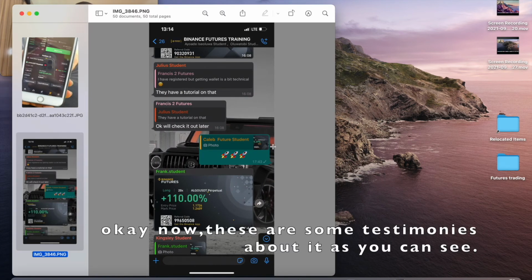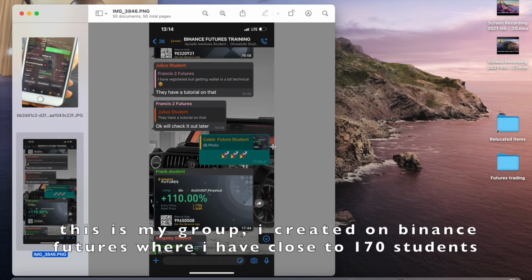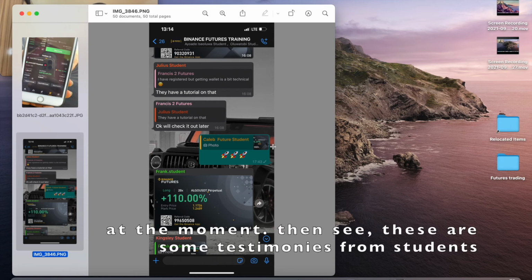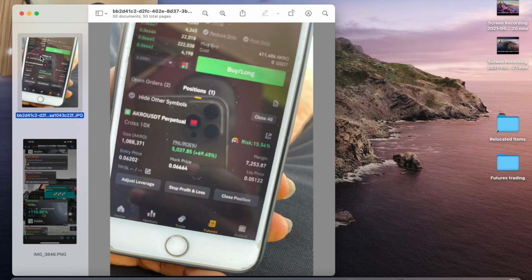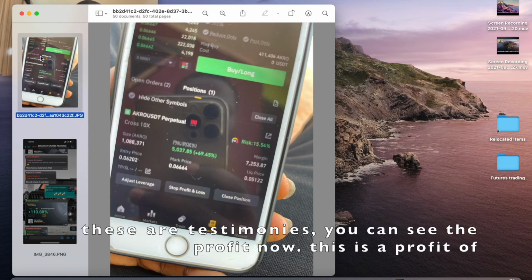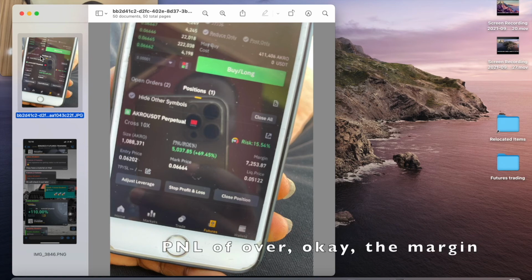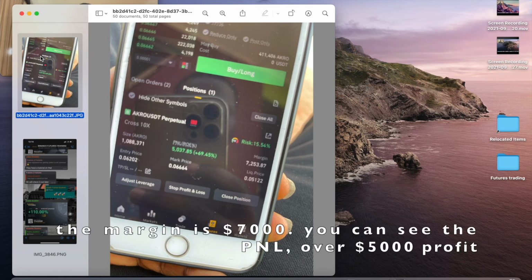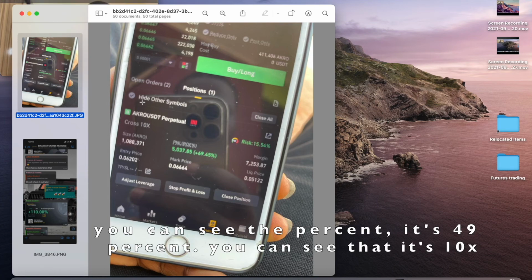Okay, now these are some testimonies. You can see this is my group I created, Binance Futures, where I have close to 170 students at the moment. These are testimonies from students. You can see this profit. The margin is $7,000, and the PNL is over $5,000 in profits. You can see the percentage, 69%, and the leverage is 10x.